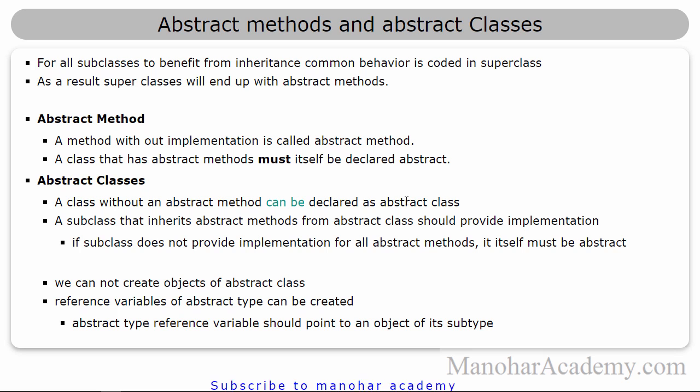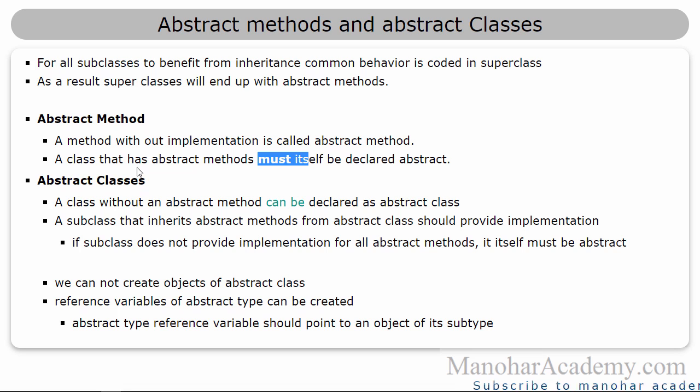Why are we not able to provide the implementation? Because it is so generic, it is so abstract. The concept or the function or the method or the behavior is so abstract, we cannot provide it in the superclass. So whenever a class has such kind of abstract method, the class itself must declare itself as abstract class. So any class, if it has abstract method, the class must be abstract class.